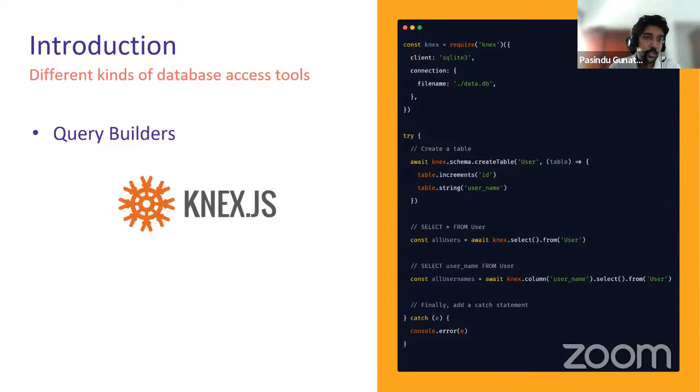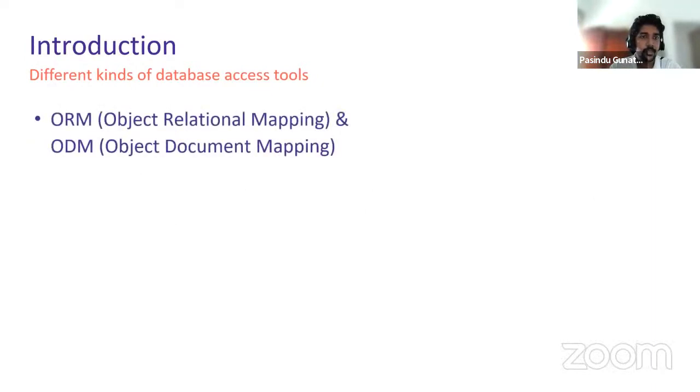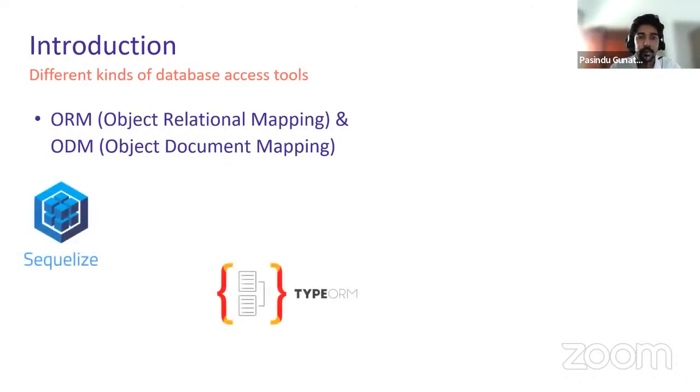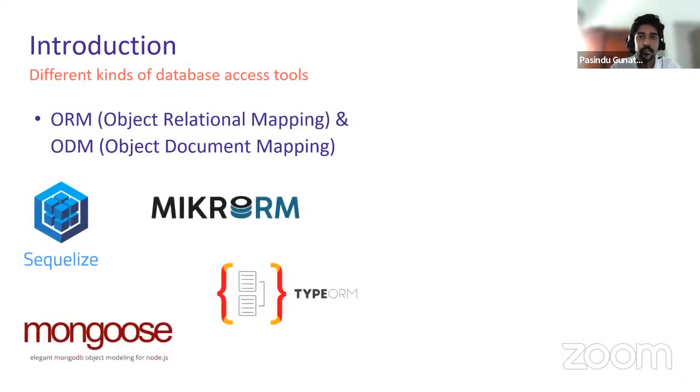Then, adding so many abstraction layers on top of this, you can obtain things like ORMs or ODMs. ORM stands for object relational mappers, and ODMs for object document mappers. ORMs are used in relational databases, and ODMs are normally used in NoSQL databases. Some examples for ORMs are Sequelize, TypeORM, then MikroORM, and for ODMs you get Mongoose.